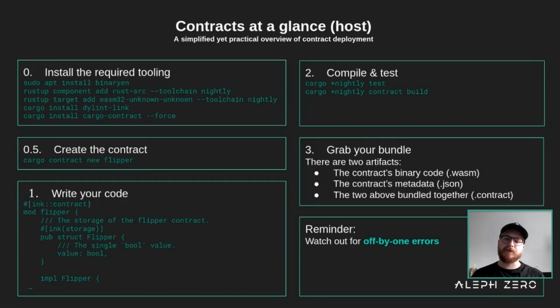So the effect of that will be, yeah, an attempt at a joke here: 2 artifacts: the WASM blob, basically the binary code, the metadata, and the 2 above bundled together. So you will probably almost always interact just with the contract bundle. I tried to include an off by 1 error because it can be tricky in programming. I now realize that maybe it's not as funny as I initially thought, but well, there you go.